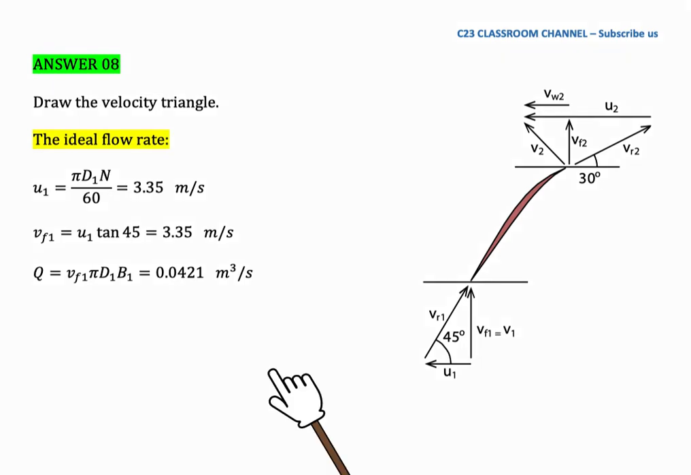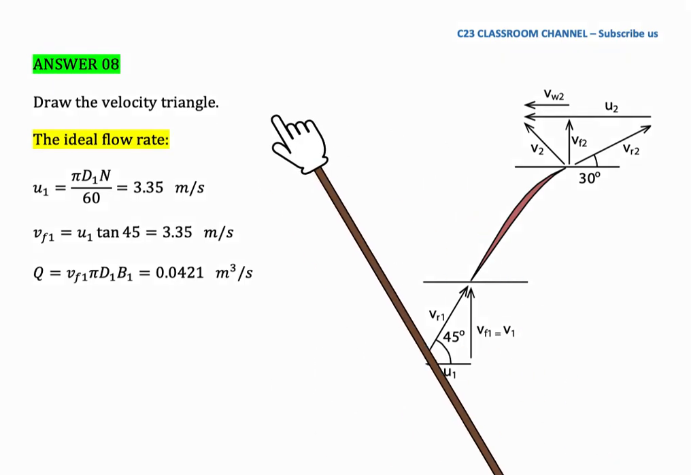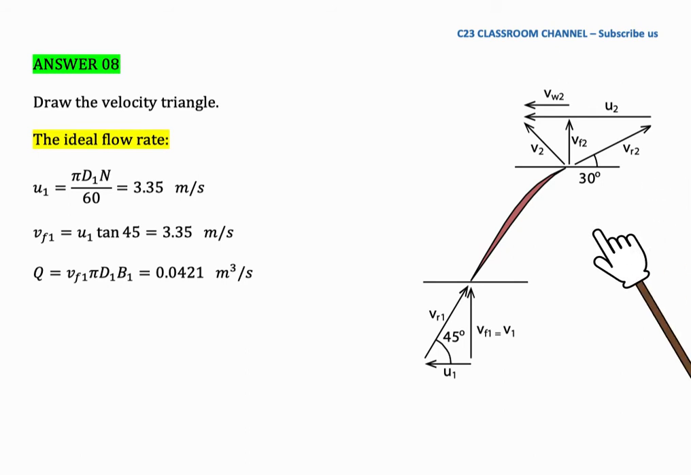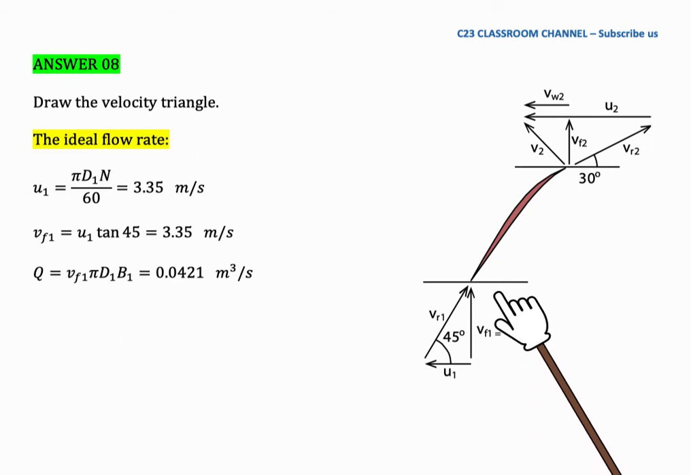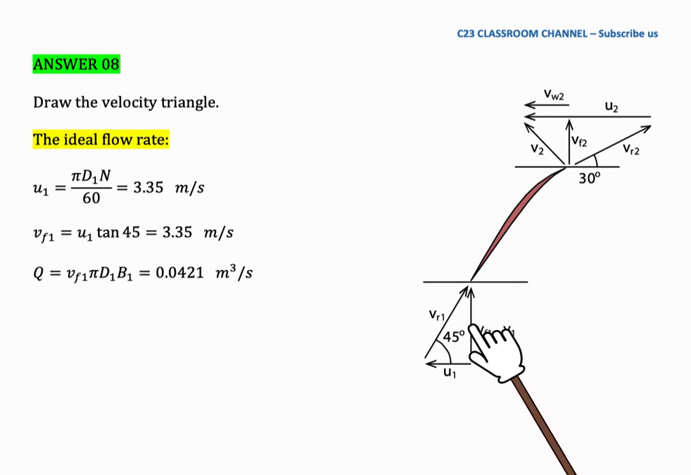First, you need to draw the velocity triangle. This is the velocity triangle, and we have 30 degrees here and 45 degrees here. There is no whirl 1 at the inlet, so the triangle will become like this.